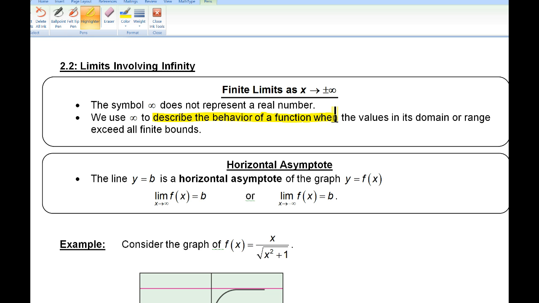Wait, when you say behavior, do you mean the behavior? Yes, specifically the behavior is going to be the end behavior. So what happens when we go all the way to the right on a graph and all the way to the left? Without bound. It never ends. Right. So what we say is it approaches infinity. It can never reach infinity.